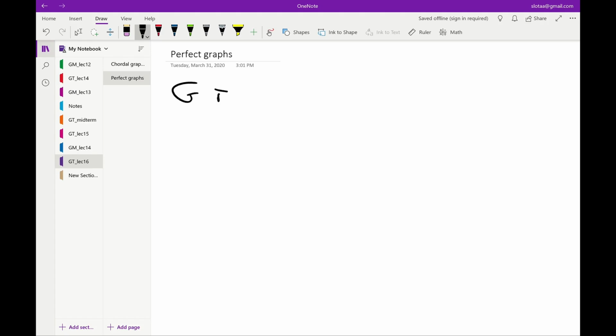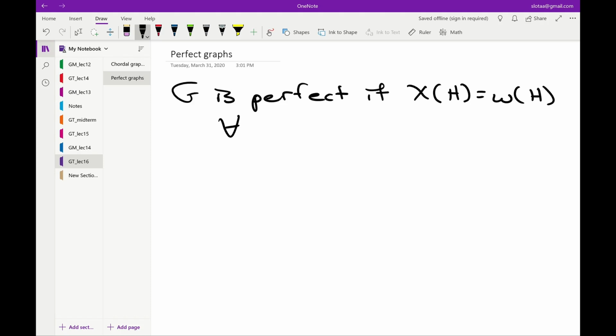So graph G is perfect if the chromatic number of H equals the clique number of H for all H which are subgraphs of G. So in other words, for any possible subgraph of G, the chromatic number, instead of just being bounded by the size of the largest clique within that subgraph, is exactly equal to the size of the largest clique within that subgraph.